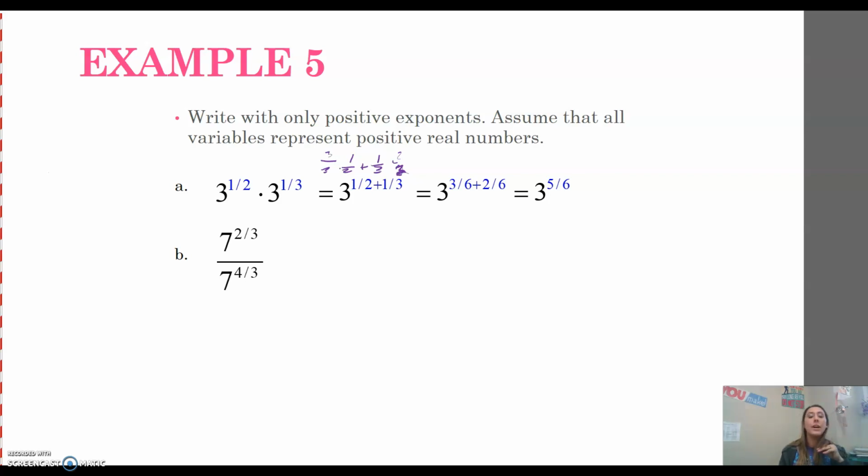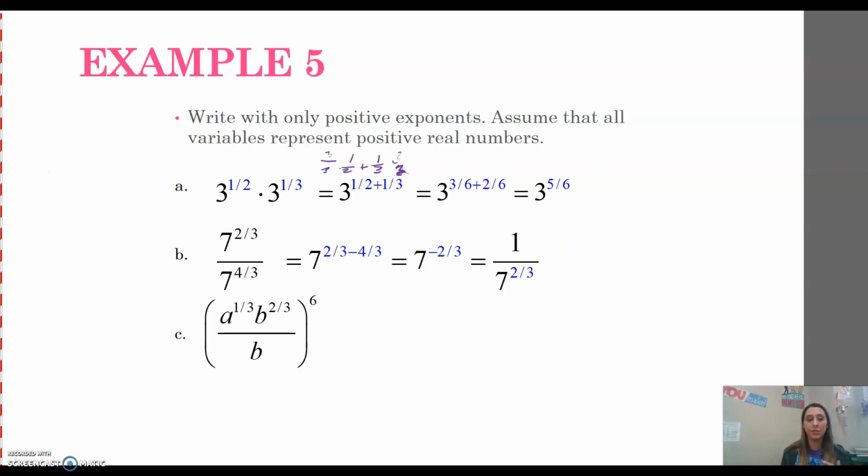The same is true when we're doing division. So we're actually going to subtract these exponents. So we're going to do 7 to the 2/3 minus 4/3. And that is going to get us 2 minus 4 is negative 2. And now I've got this negative exponent right here. And because I have this negative exponent, I know I need to move it to the denominator. And then we end up with 1 over 7 to the 2/3.